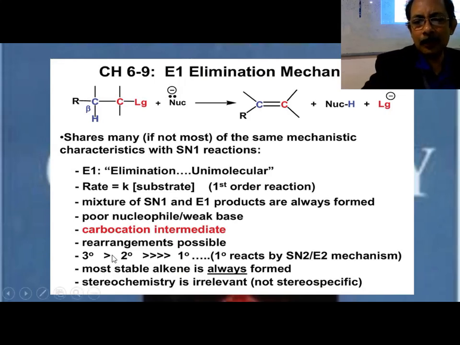3 degree will always be preferred compared to 2 degree, which is much more preferred compared to 1 degree, because this is a 3 degree carbocation, this is forming a 2 degree carbocation, this is forming a 1 degree carbocation. So 1 degree carbocation is the least stable, 3 degree carbocation is the most stable, and 2 degree is medium.